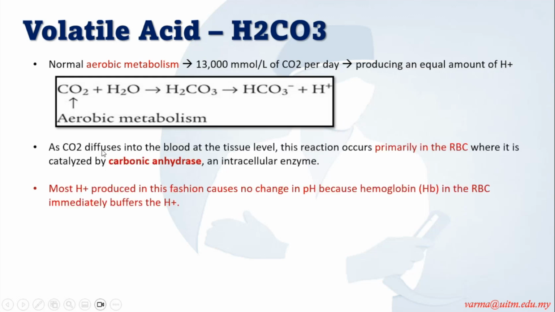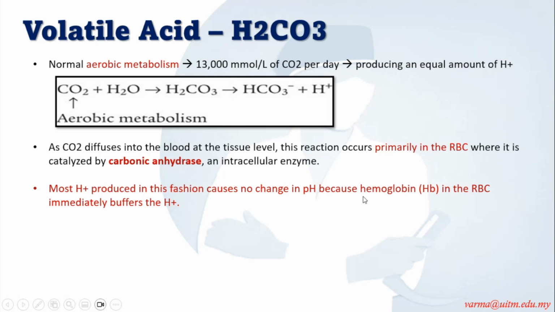As carbon dioxide diffuses into the blood at the tissue level, this reaction occurs primarily in the RBC, where it is catalyzed by the carbonic anhydrase enzyme, an intracellular enzyme. It is an intracellular enzyme. Okay, I will come to why I'm emphasizing this. Most H plus produced in this fashion causes no change in pH. It's called isohydric buffering, because there is no change in pH.